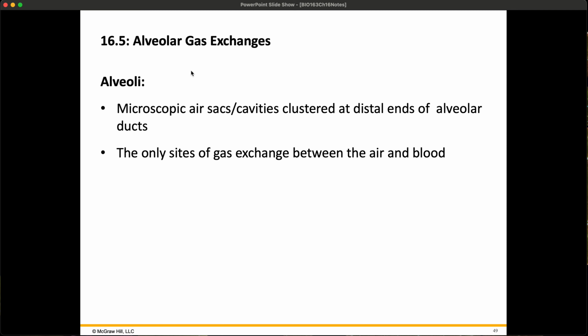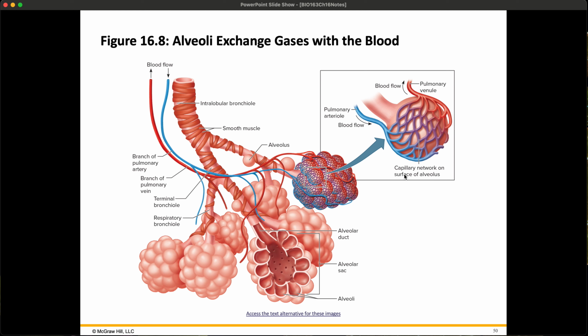All right, so let's look now at alveolar gas exchange, the actual process of how oxygen and carbon dioxide can move across this membrane. Remember, the alveoli are microscopic air sacs at the distal ends of the alveolar ducts at the end of your bronchial tree, the only sites of gas exchange between air and the blood. You have your respiratory bronchioles into the ducts, and then into these alveoli wrapped in capillary beds.